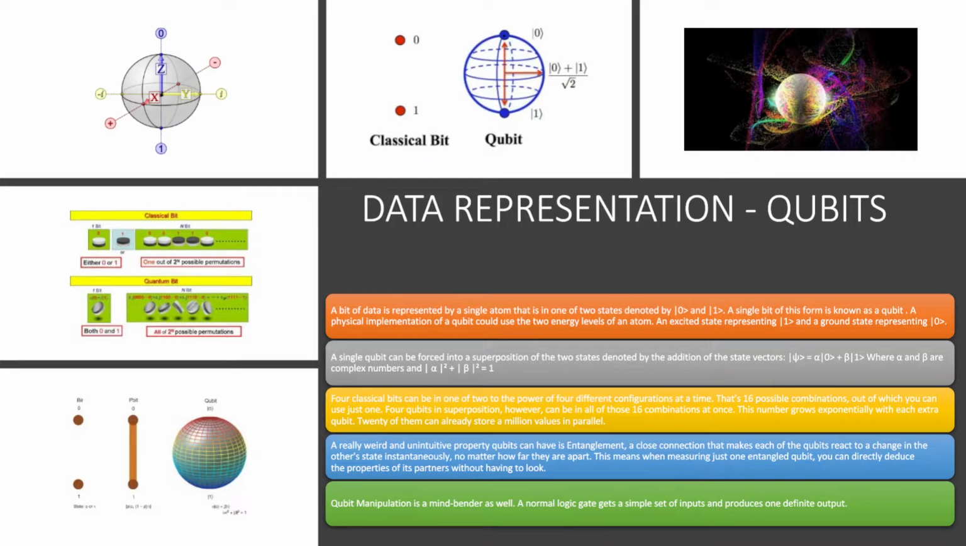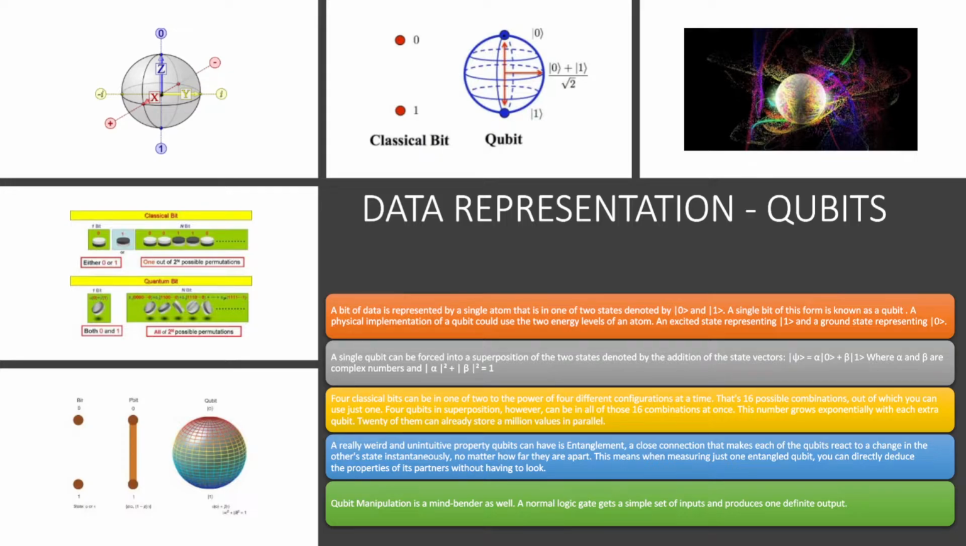Entanglement, a tight link that causes each qubit to react instantly to the change in the state of the other, no matter how far apart they are, is a truly strange and unintuitive quality qubits may have. This means that by measuring only one entangled qubit, the characteristics of its companion may be deduced without having to look.